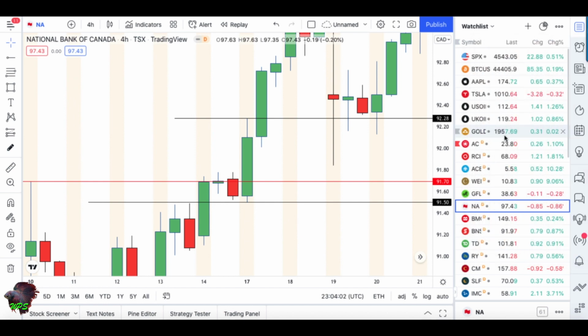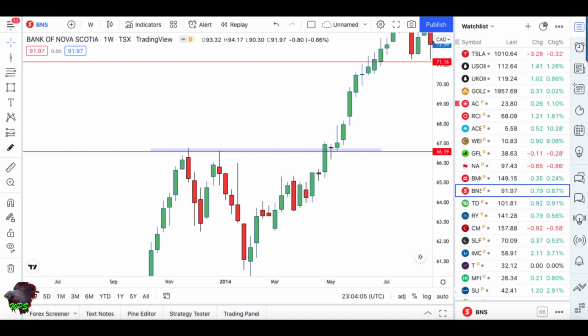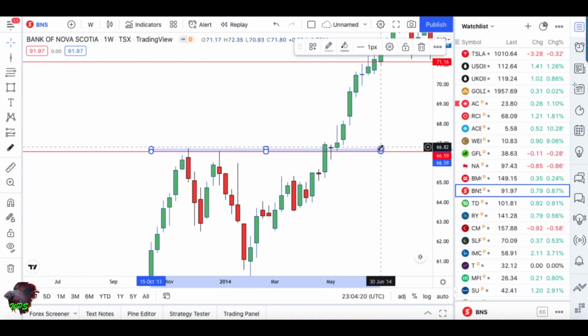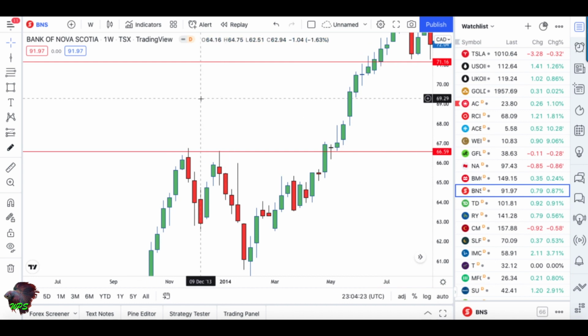All right, so now you know how to do that. We're going to move to the Bank of Nova Scotia, okay? All right, so on the Bank of Nova Scotia, I highlighted these two areas right here. So basically what this little thing represents is this, okay?